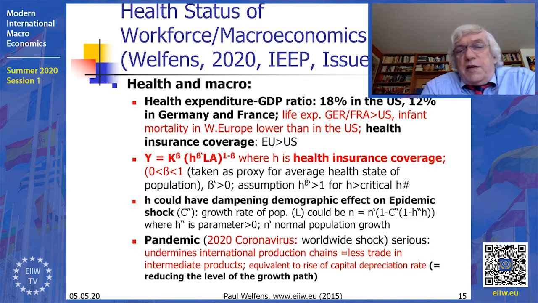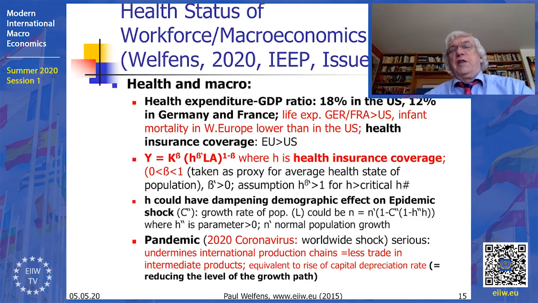Health insurance coverage could actually also have a dampening demographic effect on an epidemic shock. So normally we have an exogenous growth rate of the population, small n, but here I'm using an equation which says that small n is some exogenous parameter, small n prime, times, in brackets, 1 minus C double prime. C double prime is this epidemic shock parameter, and then we have this multiplied with 1 minus small h double prime, which is a positive parameter, times h.